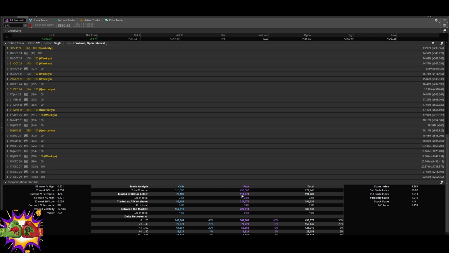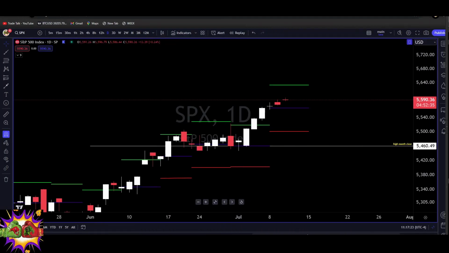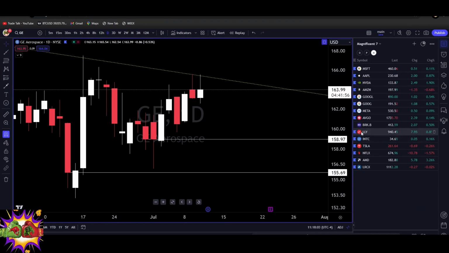So literally, when we have something like this, we just have to say, yo, they are trading a lot more puts today than they are calls, which generally, unless they're selling a lot of puts, which we don't see generally whenever this is going on, it does look like they are trying to position themselves a little bit more bearish than bullish. Right here is GE.